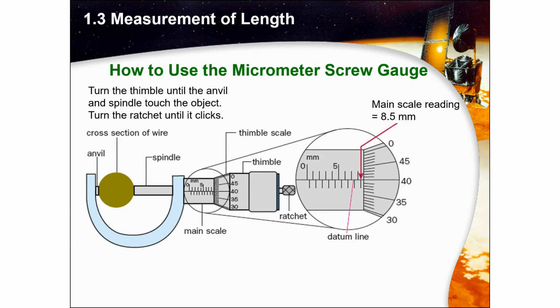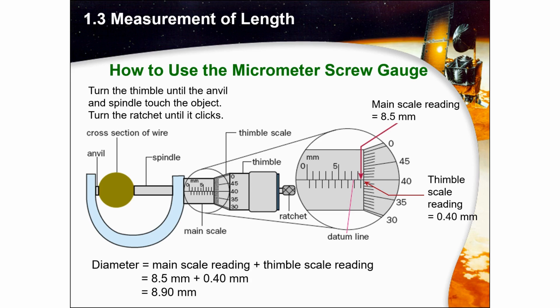Okay, 0.5. After that, we can see from the thimble it stops at 0.40 millimeter. Hopefully you can see that too. Now, from that, we can total the main scale reading plus the thimble scale reading. We have 8.5 millimeter plus 0.40 millimeter, so we have 8.9 millimeter.